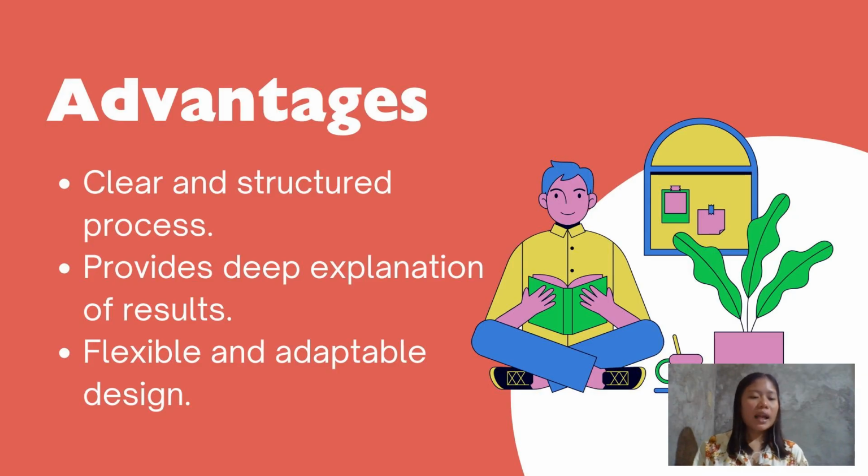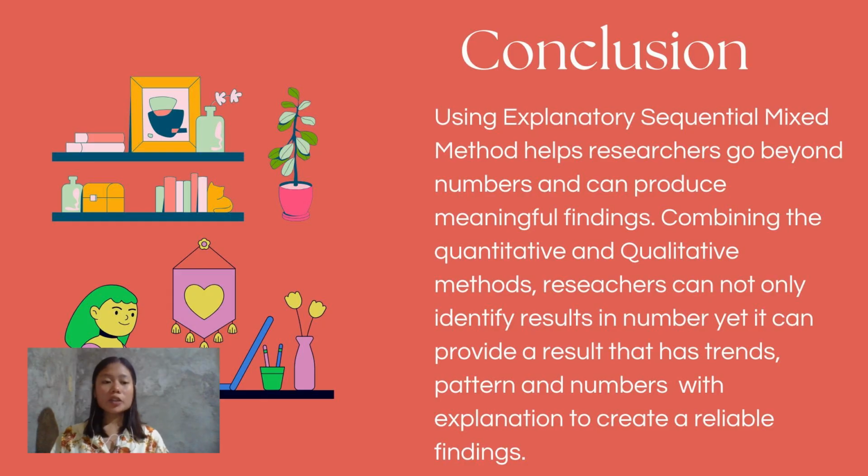Lastly, it can be challenging to connect the two types of data properly because quantitative and qualitative data are very different in nature. In conclusion, the explanatory sequential mixed methods design is a powerful approach that helps researchers to go beyond numbers and truly understand their findings. By combining quantitative and qualitative methods, researchers can not only identify trends but also explain the reasons behind them, leading to a more meaningful and reliable conclusion.